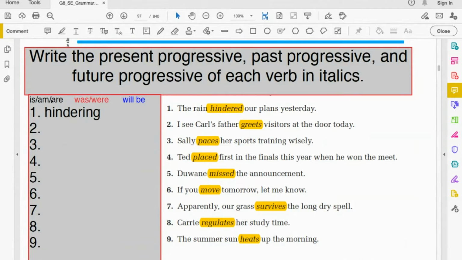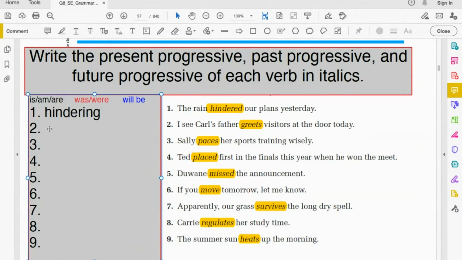You don't necessarily need to use different colors. I just did it so that you can see that we have three different columns. And we're only going to write the word once because these helping verbs are the present, these are the past, and this is the future progressive.